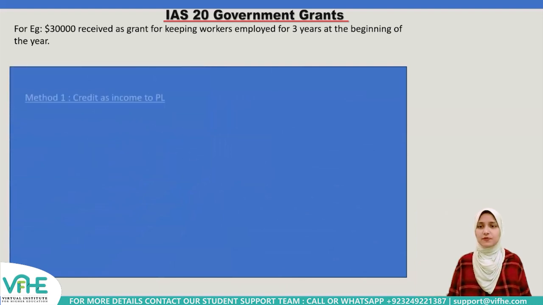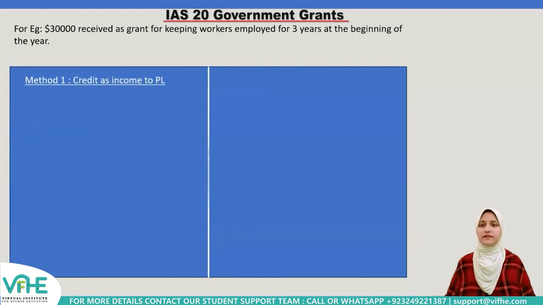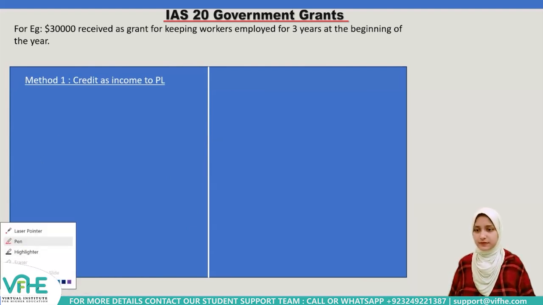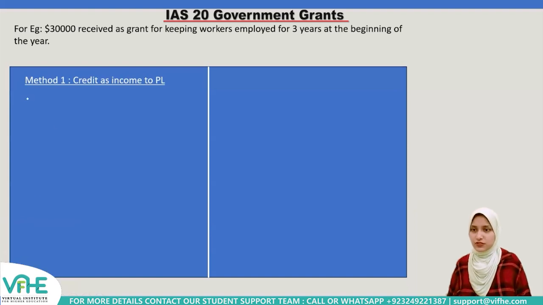Now, as per method 1, where we credit it as income to the profit and loss statement, how would it look in my profit and loss statement? Suppose I have to draw a profit and loss statement. I have my revenue, I have my cost of sales, and I'll probably have, in one of the line items, a line item called grant income.